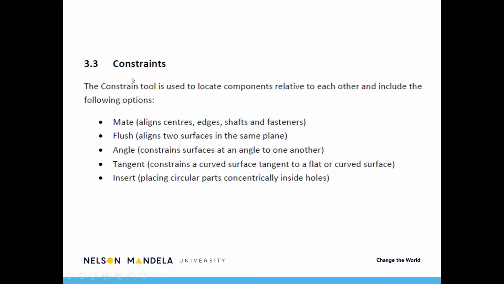To create relationships, we use constraints. There's a tool called constraints in the software, and you have these different types: mate, flush, angle, tangent, and insert. And then here in the project I've given examples.